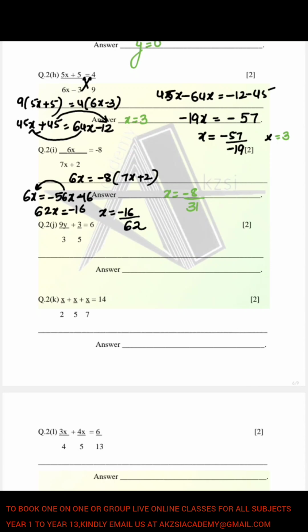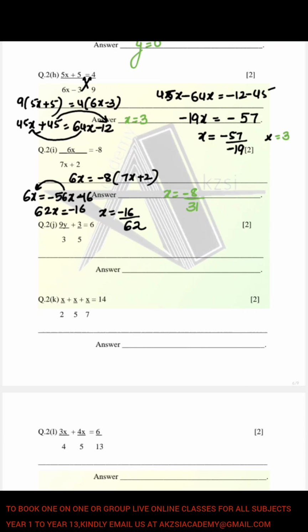Now this is a variation where you will get fractions and numbers, like two different fractions and one number. So in that case, we need to separate out all the numbers and all the variables on one side.